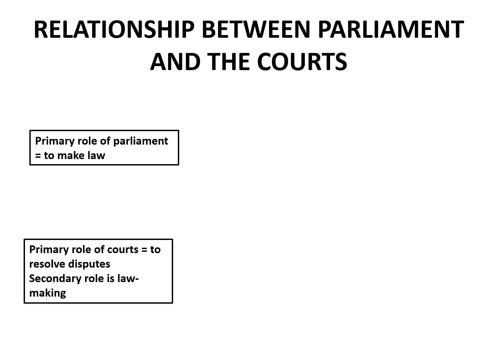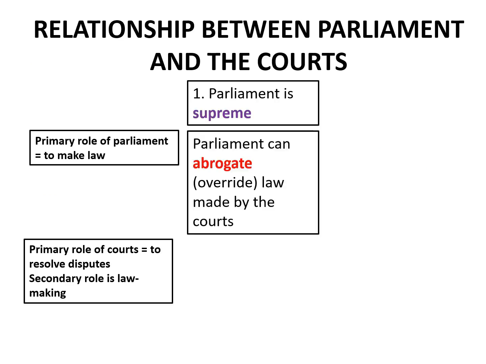Let's start off with the first 2 features, that is, the supremacy of Parliament and the abrogation of common law. As I've explained, I'm going to combine these first 2 features into one feature. This is because the ability of Parliament to abrogate the common law directly results from or flows from the fact that Parliament is supreme, that is, that Parliament is the ultimate lawmaker.